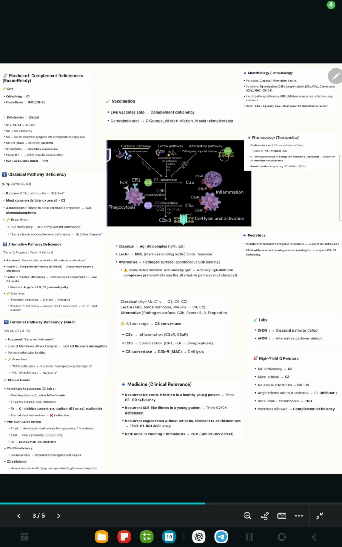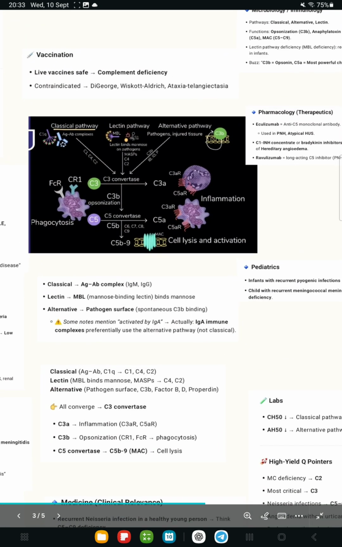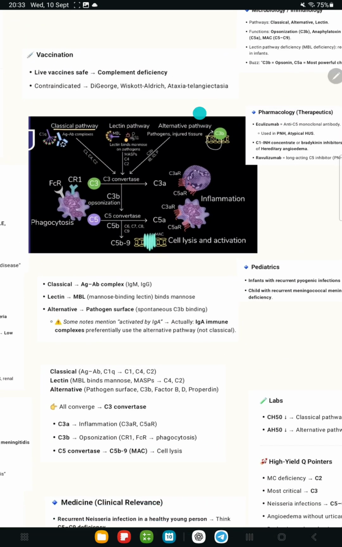Today we are doing complement deficiencies, which has been tested in this year's INI-SET exam. Before learning these complement deficiencies, we'll quickly go through the complement pathway. Here we have three: classical pathway, lectin pathway and alternative pathway.